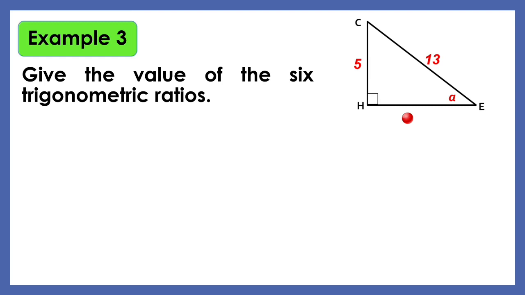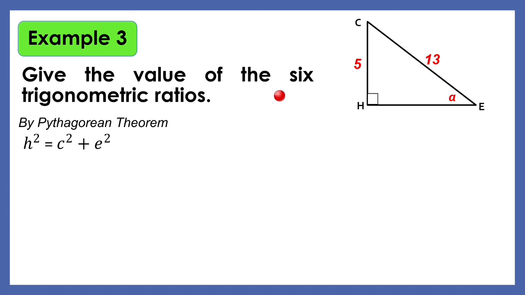Para makuha yon, gagamitin natin ang Pythagorean theorem. Ang given natin is CHE. So, ang gagamitin nating hypotenuse is h. So, we have h squared equals sum ng legs. This is c and this is e. So, we have c squared plus e squared. Pythagorean theorem, we have h squared equals c squared plus e squared. Yung square ng hypotenuse ay equal sa sum ng squares ng legs.